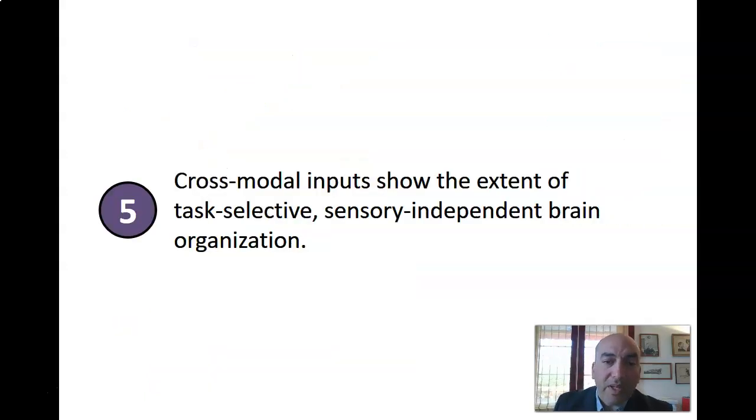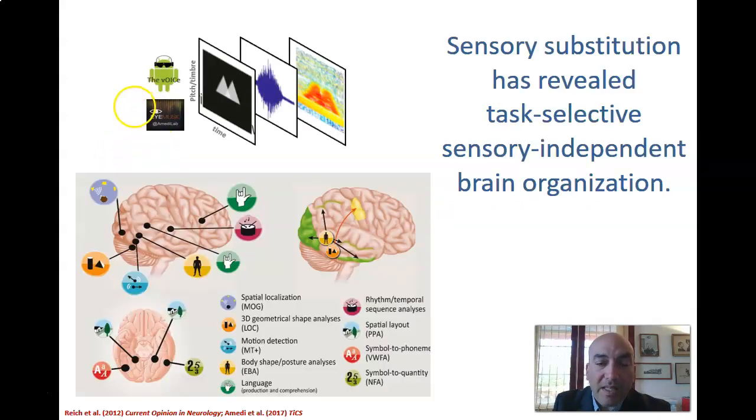And finally, we can use low-level multisensory information or cross-modal inputs to examine the extent of task-selective, sensory-independent brain organization. What I mean by that is that in instances, for example, of blindness or deafness, one might ask what those cortical territories are able to achieve in the absence of incoming sensory information, for example, vision. A long history of research by individuals like Amir Amedi and others has used sensory substitution to reveal that there is indeed a task-selective and sensory-independent brain organization.